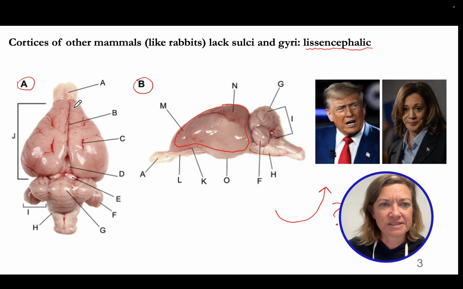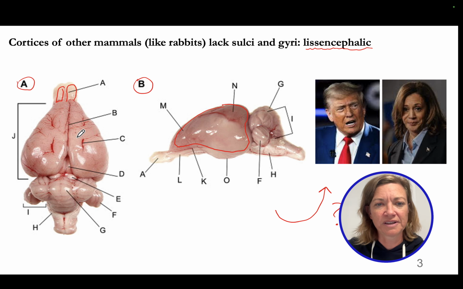And I will point out the domestic rabbit, one of the notable features of things like rabbits and mice and rats is their large olfactory bulbs. So they have really large olfactory bulbs relative to humans.